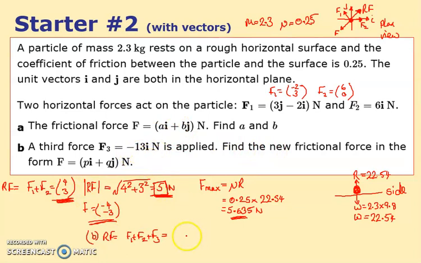It's minus 13i. So technically I suppose it's that (4, 3) that we had from our first two vectors, plus this (-13, 0), which is this third force. And I reckon that's (-9, 3). And I can do a similar thing. I can find its magnitude.